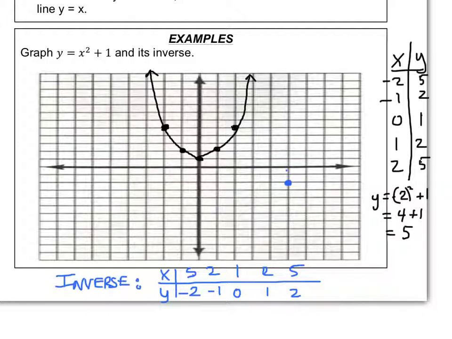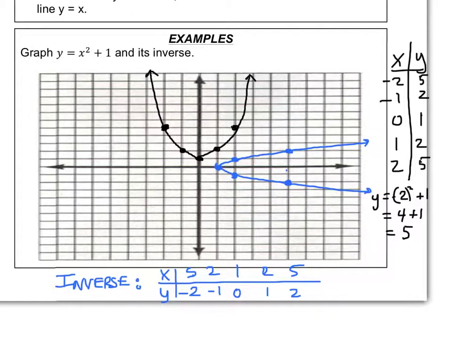Right 2, down 1. Right 1, 0. Right 2, up 1. And right 5, up 2. Now, this graph isn't going to necessarily, right now it looks like it's a little bit narrower just because you'll notice the squares on each one of these. Each one of these squares is not a perfect square, it's more like a rectangle. That's why it doesn't look like it.